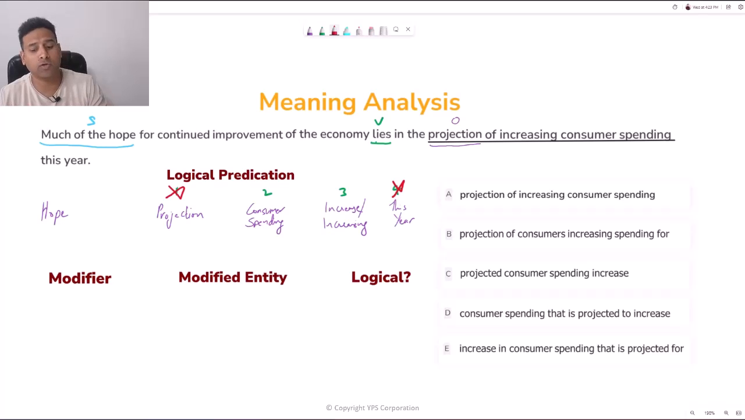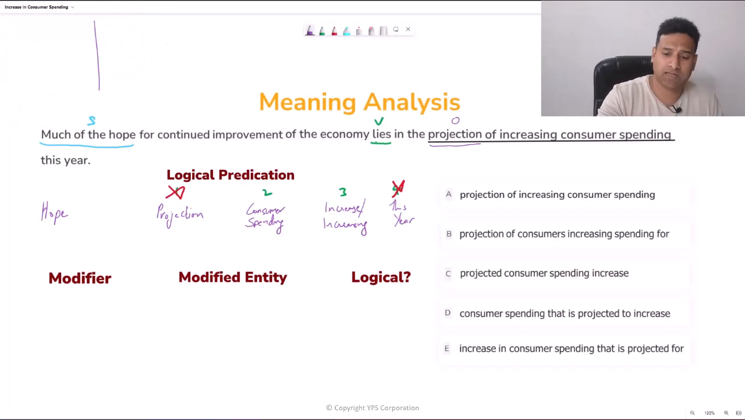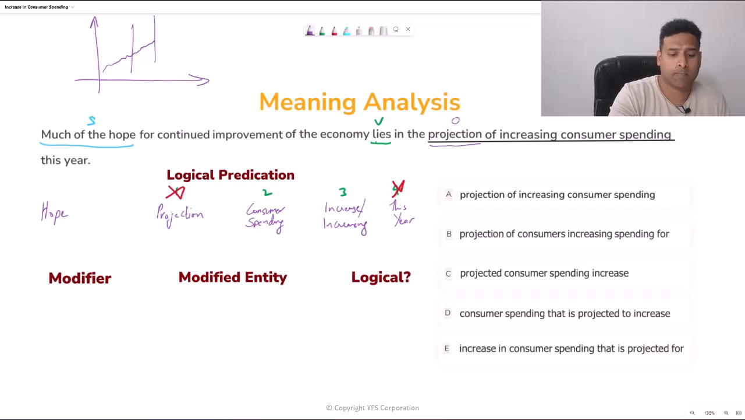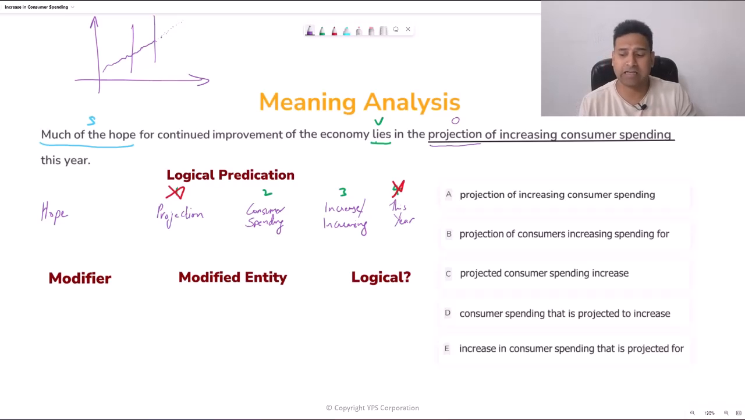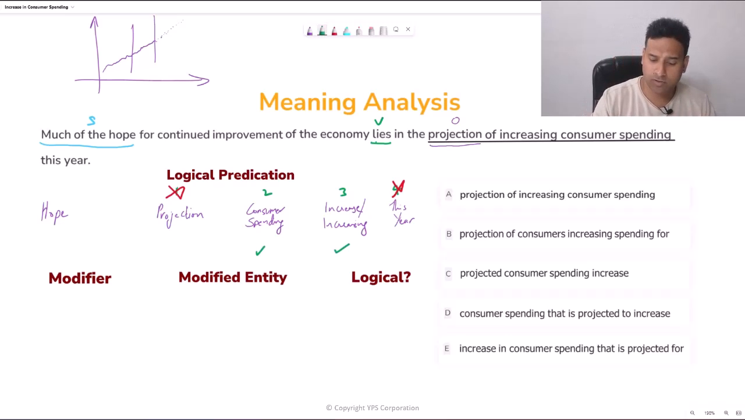Much of the hope for continued improvement of the economy. What does this mean? This means that we have observed a certain trend in the economy, right? So the economy has been improving, right? So we see a trend here. And now a hope for the continued increase in this trend lies in something. What does it lie in? It lies in either consumer spending or an increase in consumer spending. So either which way, it is possible to create a logical idea out of these two alternatives.